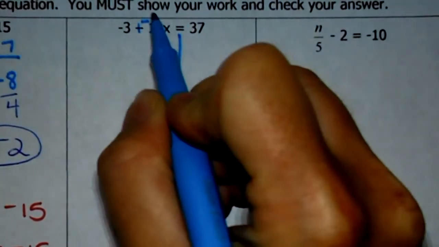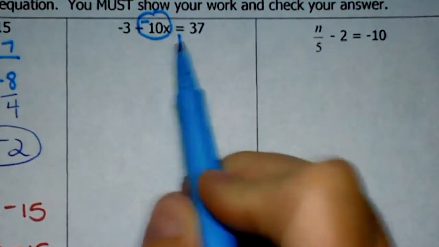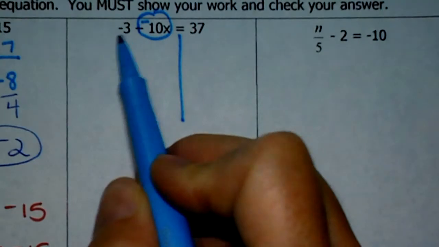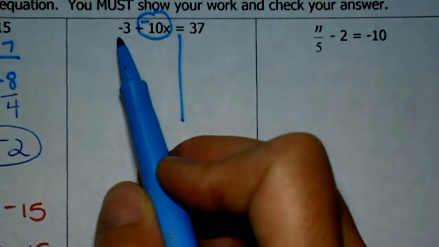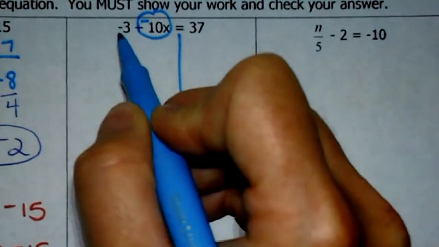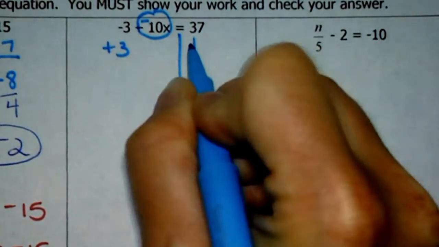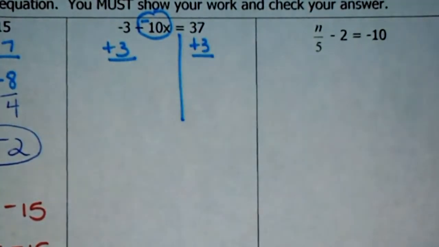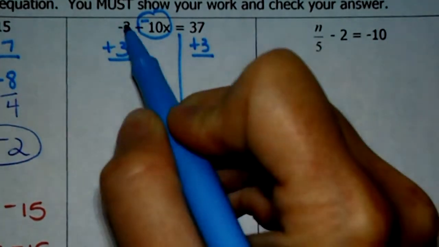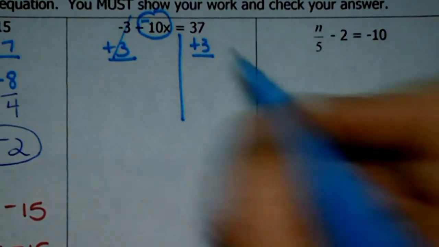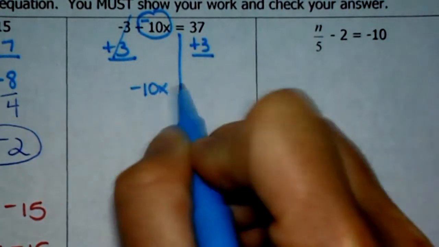All right, step 1, I want to isolate the variable term. That means I want negative 10x to be by itself. I need to get rid of this constant number that's being added. So to cancel out this negative 3 that's being added, we add a positive 3, because that's how you get rid of numbers that are being added. You add the opposite of them. A negative 3 plus a positive 3 equals 0, and 0 plus negative 10x, yeah, it's negative 10x.